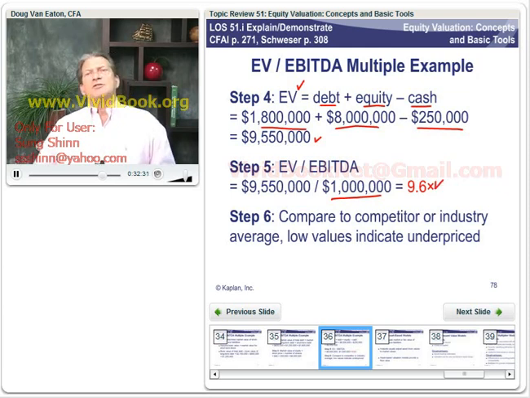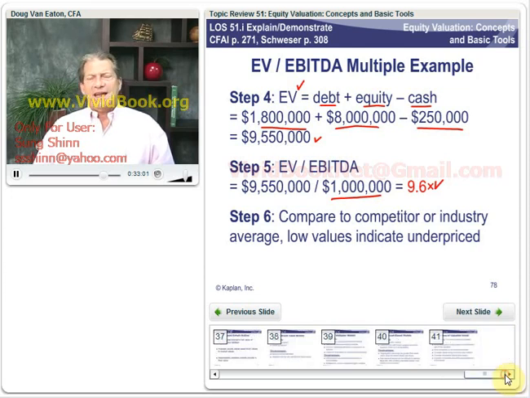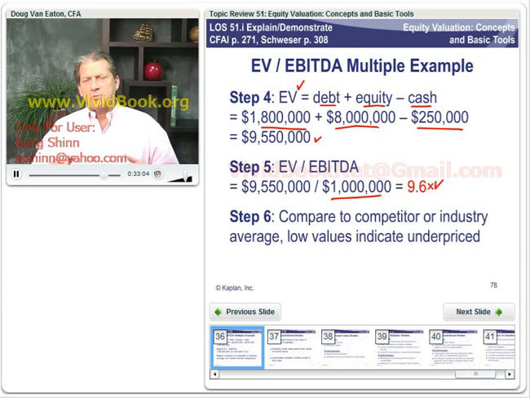So what we would do, as I said, it's a relative valuation. So we'd compare this 9.6 to an individual competitor that we think is very similar, a comparable company, or to some sort of industry or peer group average. And low values would indicate it's underpriced. So if we see two similar firms, one has a lower EV to EBITDA ratio, our enterprise value multiplier, then we suspect that was undervalued and that its EV to EBITDA multiple will increase over time.